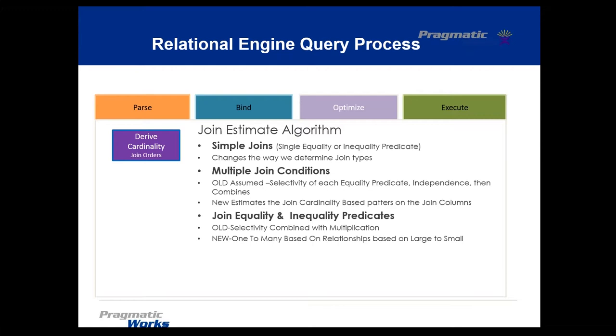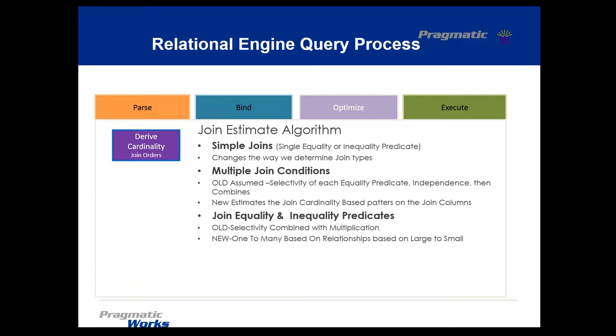There are some cases that I have found on simple joins where the old cardinality estimator is a little more efficient, but we're going to talk about the parameter for that and how we troubleshoot that in just a little while. For multiple join conditions, the old cardinality estimator assumed that the selectivity of each equality predicate had independence and then combined them. The new cardinality estimator joins based off the pattern of the join columns. Essentially, in this case, we're looking for the best equality per column, and we're matching off of that rather than calculating them independently and recombining them.